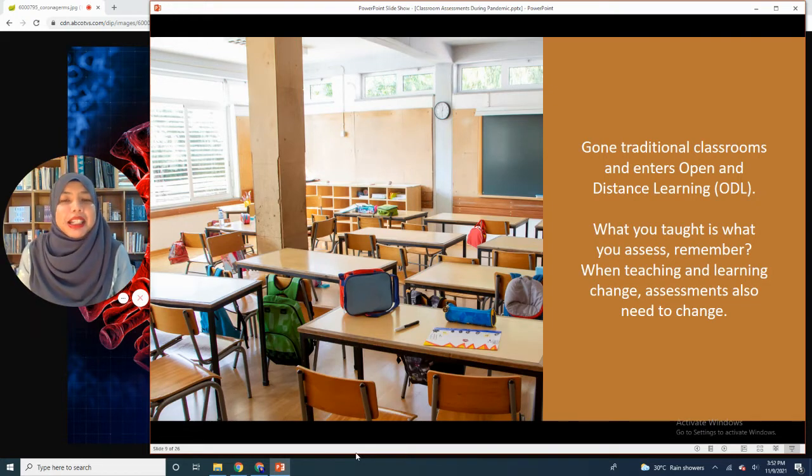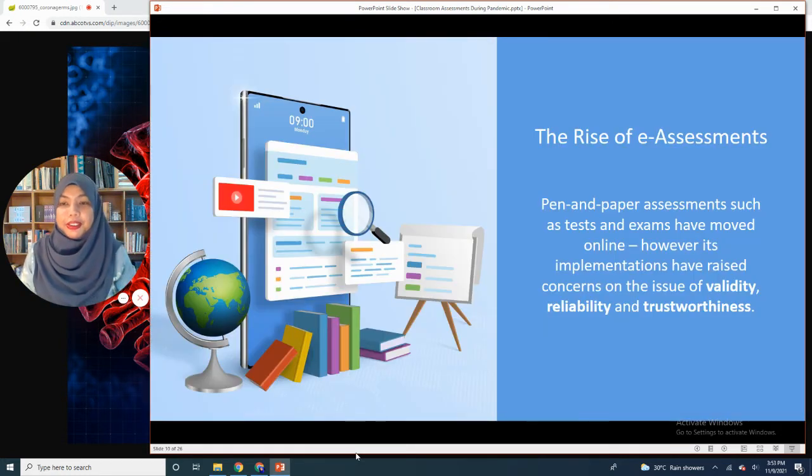So because teaching and learning have been shifted online, traditional assessment is no longer relevant. Teachers need to change the way they assess because their teaching and learning have been carried out differently. So this has brought forward the rise of e-assessment. And it is not just simply a matter of doing assessment online. There are a lot of considerations that teachers need to make in order to ensure that their assessment is valid, reliable, and trustworthy.